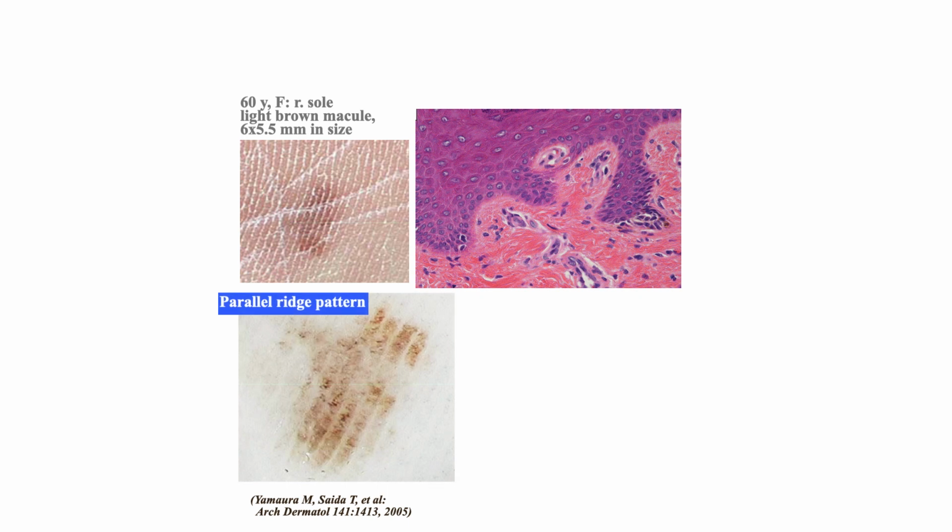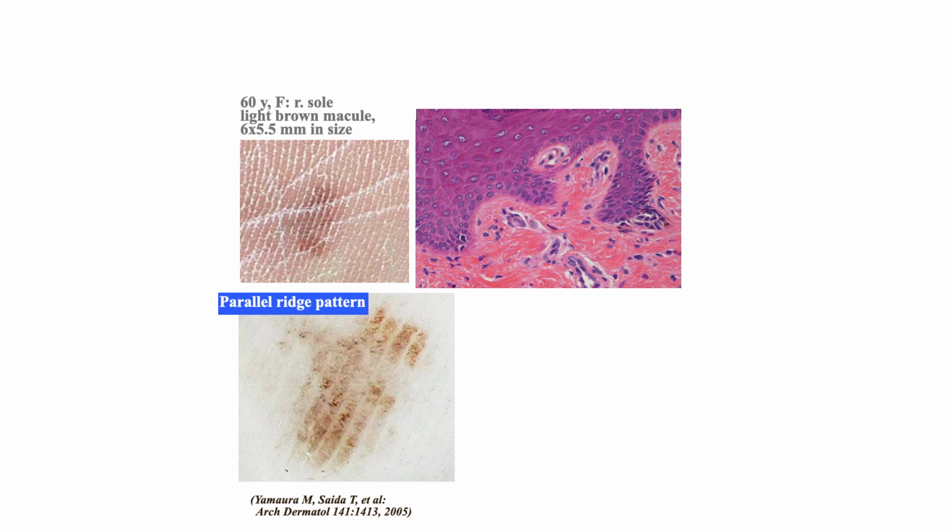This is an amazing case. A light brown macule 6 mm in diameter seen on the sole of a 60-year-old woman. This lesion is very subtle, not only clinically but also histopathologically. Dermoscopically, however, this lesion demonstrates the stereotypical parallel ridge pattern, strongly suggesting this is acral melanoma in situ.